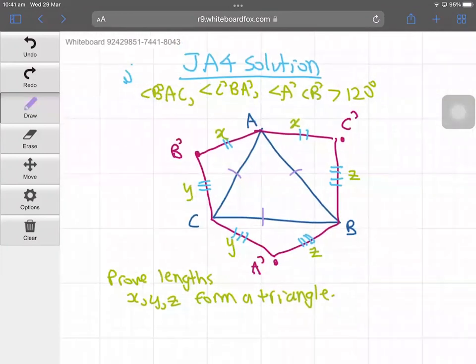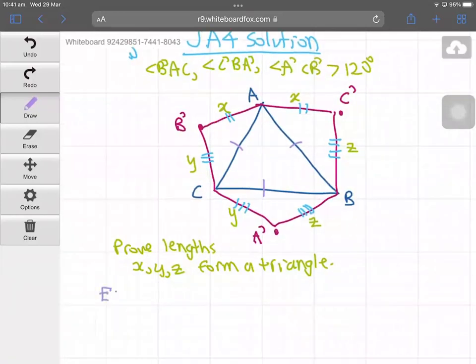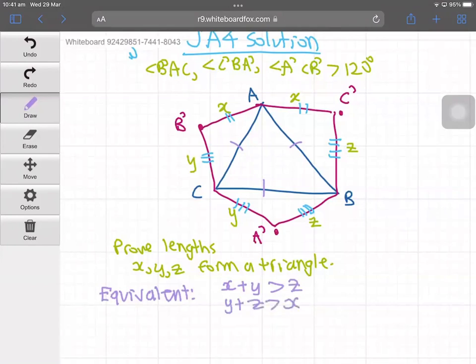Okay, so what we notice is to prove the lengths x, y, and z form a triangle, it's equivalent to show the triangle inequalities. So prove that x plus y is greater than z, y plus z is greater than x, and x plus z is greater than y. So it's equivalent to show that these three inequalities are true.